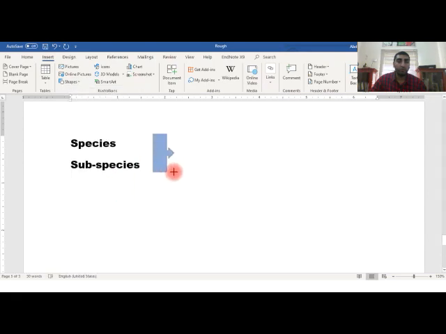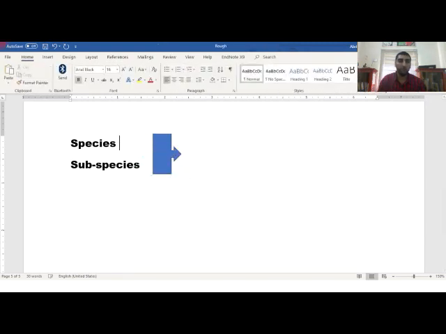For example, this will be micro taxonomy. Now the macro taxonomy. Micro is actually the small level. You know the lowest categories in classification and taxonomy are species and subspecies. So when we study at species or subspecies level, this is known as micro taxonomy. But when we go up, when we start studying at genus level, family level, order level, class, phylum, kingdom or domain level, those are high levels. Those levels are known as macro taxonomy.